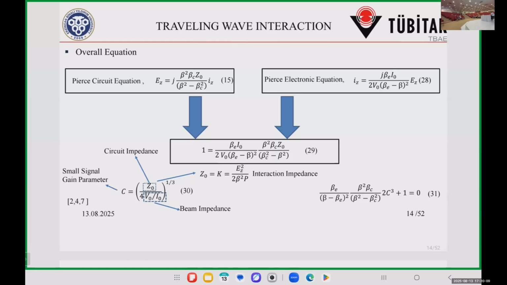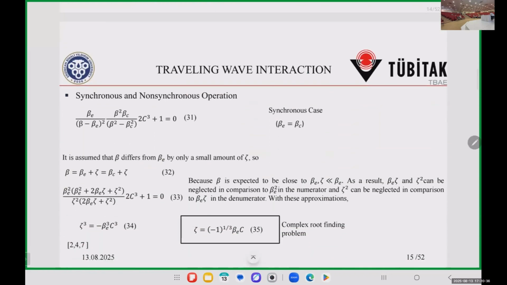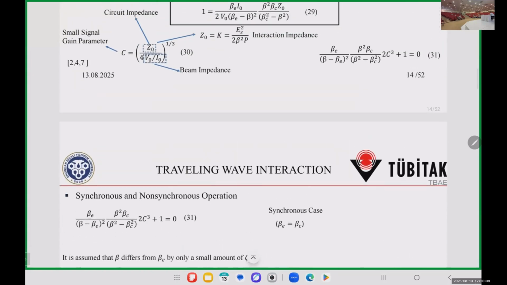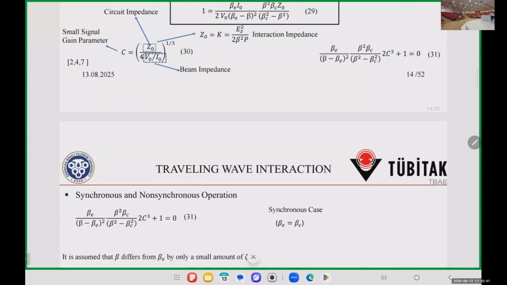So if we substitute equation 30, which is the small signal gain parameter, into equation 29, we can obtain equation 31. So this is the Pierce four-wave equation. It can also be solved numerically, but if we make some assumptions, we can use the Pierce three-wave equation here.